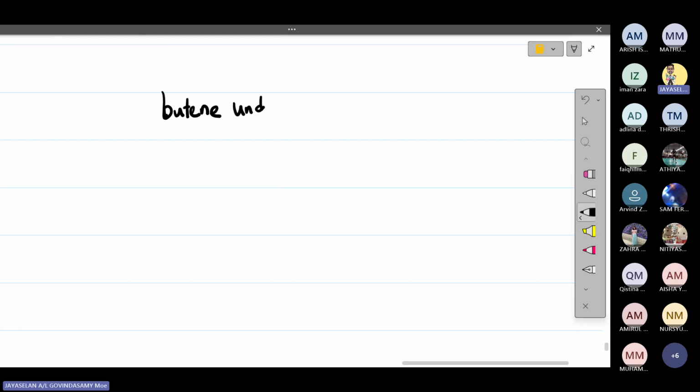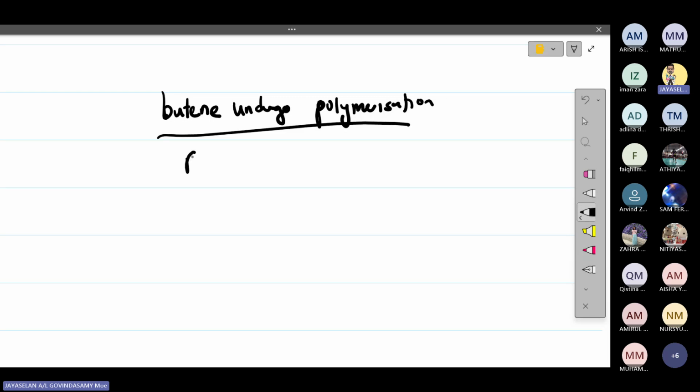Butene undergoes polymerization. Write down the equation for me. One minute from now. What type of polymerization? Addition polymerization.